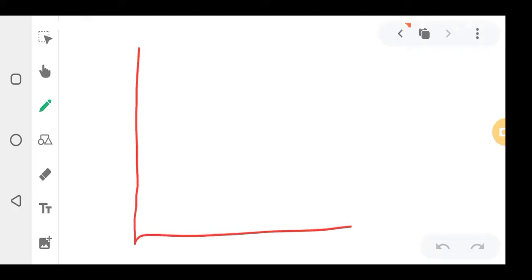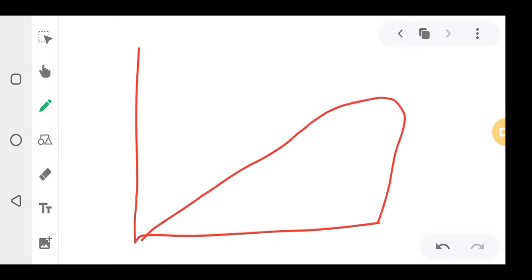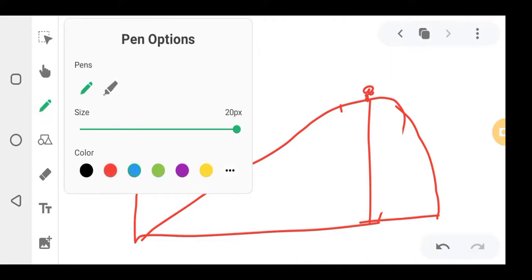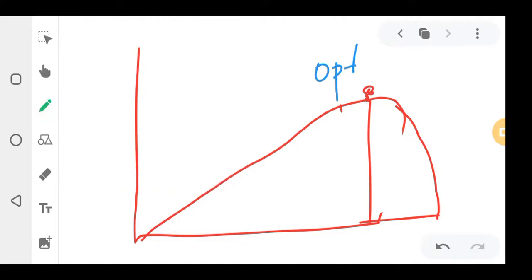So if this is a graph, guys, the graph will go like this, okay? So here, the highest point here, it will go like this. This is the highest point here. This point here is what is called the optimum temperature. This one is called the optimum temperature.